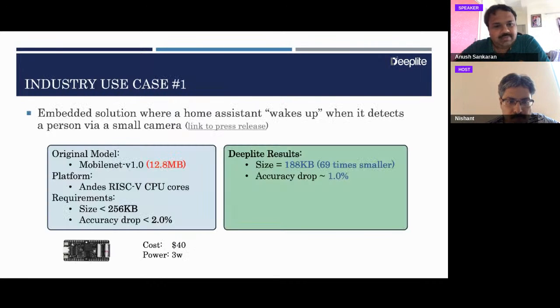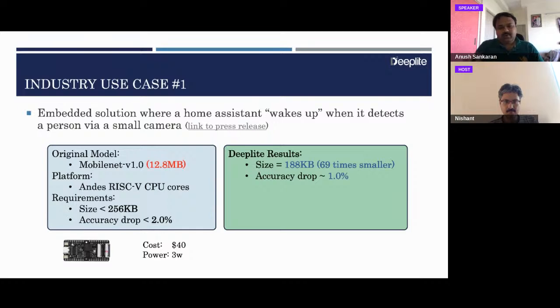And this is one use case, with a customer called Andes. Their use case was they had a RISC-V CPU core, and their on-chip memory was less than 256 KB. But they wanted to port a MobileNet V1 onto that chip, and the size of the MobileNet V1 was 12.8 MB, but their on-chip memory is only 256 KB, so they cannot put a 12.8 MB model into a 256 KB memory.